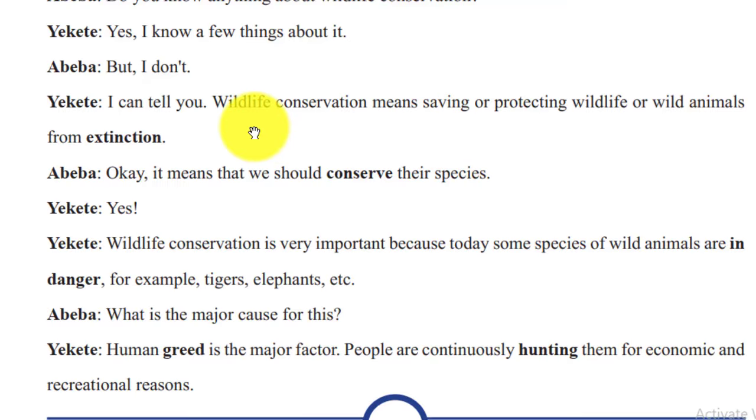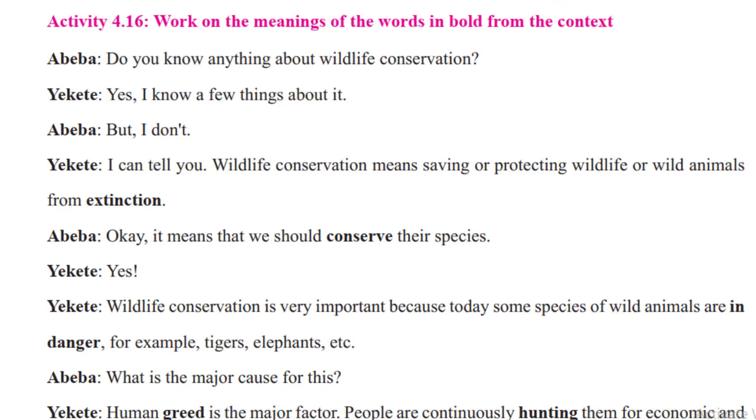The first one, here I think it's a dialogue between Abeba and Yekte. Do you know anything about wildlife conservation? Yekte: Yes, I know a few things about it. Abeba: But I don't. Yekte: I can tell you wildlife conservation means saving or protecting wildlife or wild animals from extinction. The word is extinction. It should be guessed according to context. To guess the word extinction, let's look at some surrounding words.